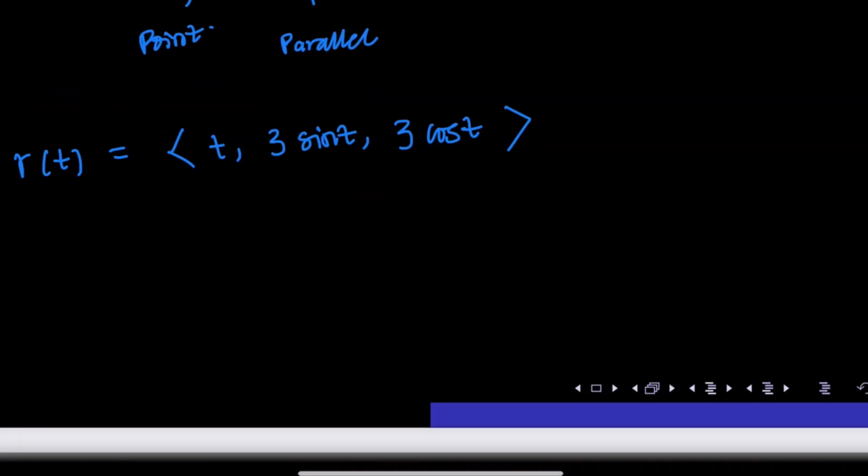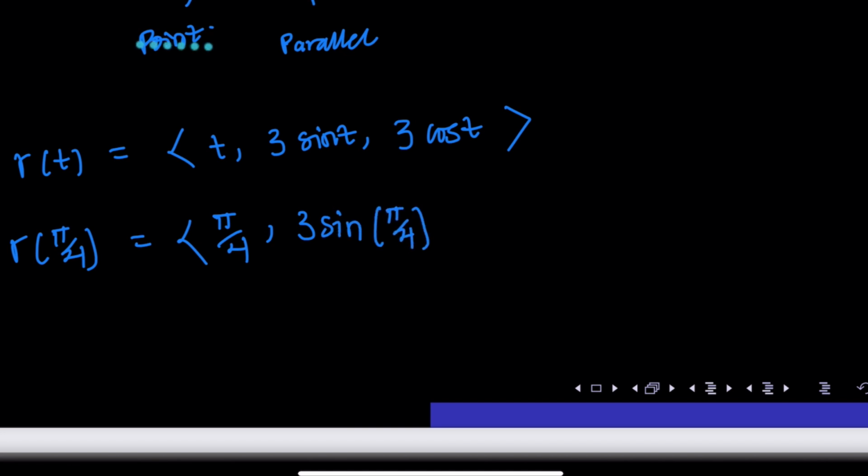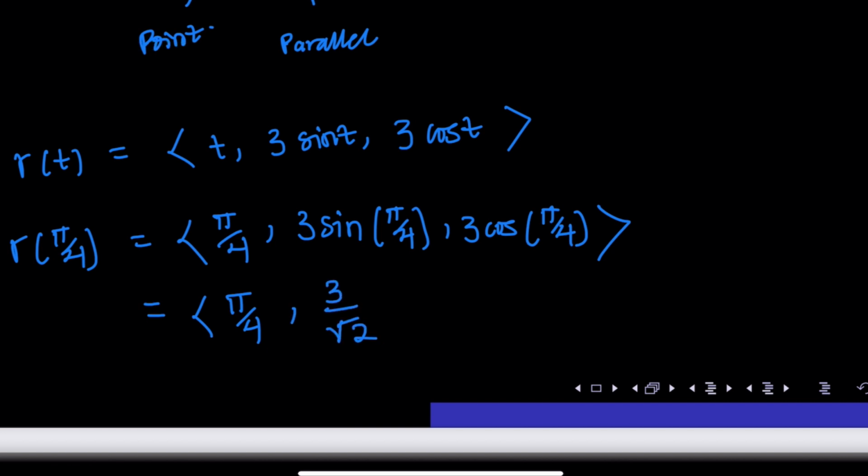We had our vector function given as r of t, so r of pi over 4 will be given as pi on 4, 3 sine of pi on 4, 3 cosine of pi on 4, because we have to find it at the point t equal to pi on 4. This will simplify to pi on 4, 3 root 2 over 2, 3 root 2 over 2. So this is our point r naught.